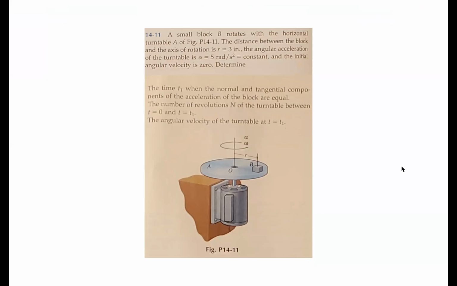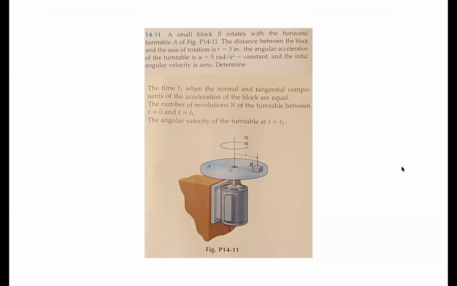This is problem 14-11. A small block B rotates with the horizontal turntable A in the figure below. The distance between the block and the axis of rotation is r equal to 3 inches. The angular acceleration of the turntable is alpha equal to 5 radians per second squared, which is a constant, and the initial angular velocity is 0.